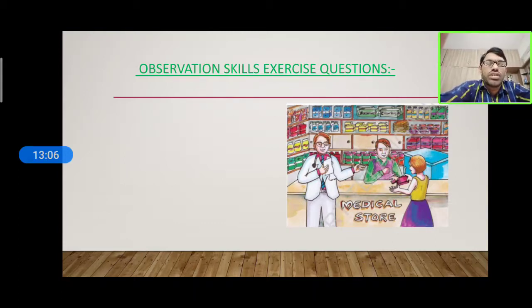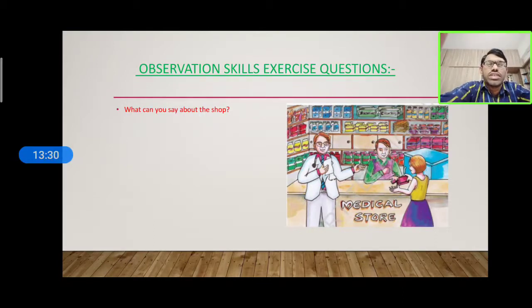So the first question, what can you say about the shop? So what is that shop, children? This is a medical store. Generally by seeing it you can say that it is a medical store, or medical pharmacy store.